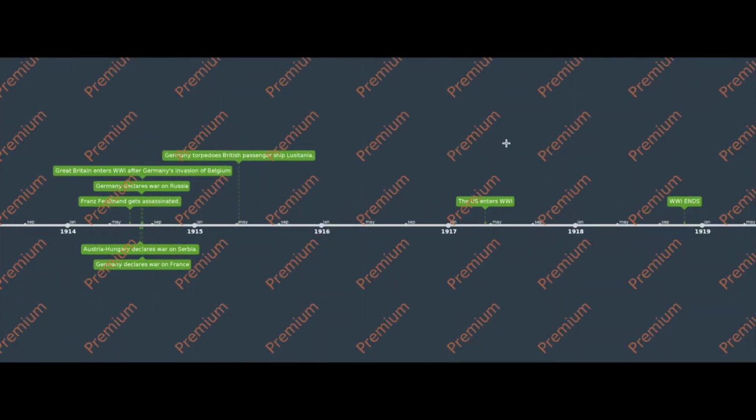Don't mind the whole premium watermark in the background. I couldn't find a really good timeline maker without this. So it's basically showing the dates from 1914 all the way to 1919. This is all the dates and major events that happened in the war. You see right here the big cluster. It's basically where the countries start declaring war on each other and what led to the war, right?